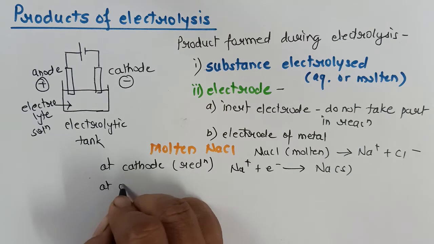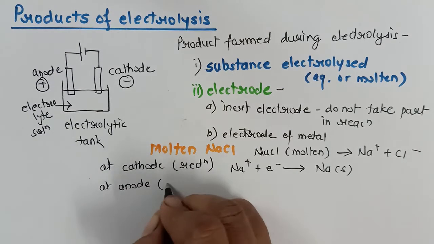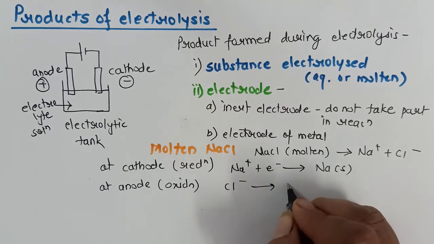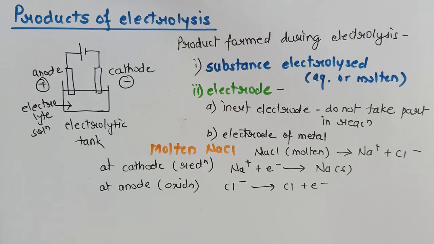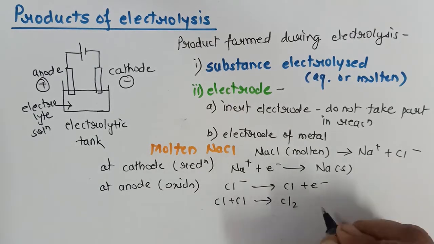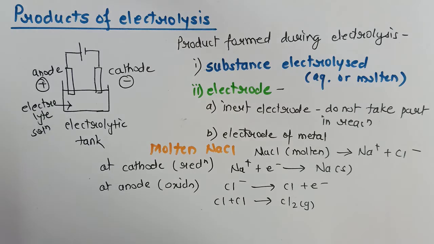At the anode, we know oxidation takes place. Cl- will liberate an electron and form chlorine. Two chlorine atoms will form chlorine gas. So this is the condition when we are taking molten sodium chloride.